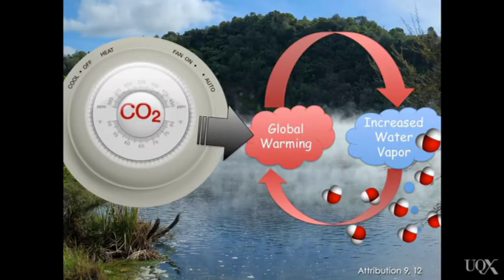Carbon dioxide is important because it controls the Earth's thermostat. If carbon dioxide levels go up, the temperature gets warmer. As a consequence, water vapor levels increase.